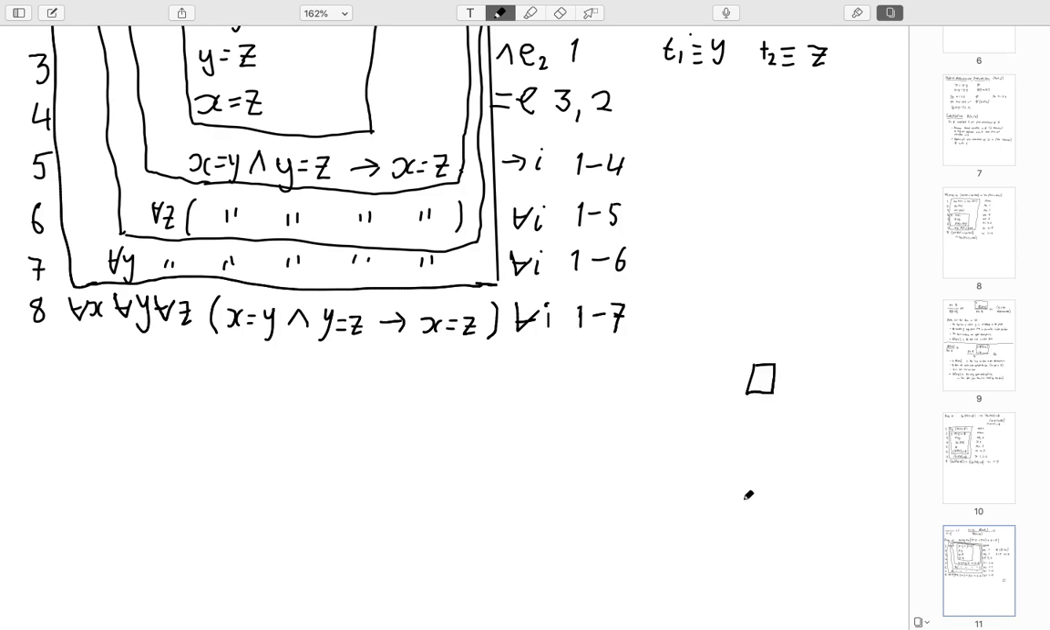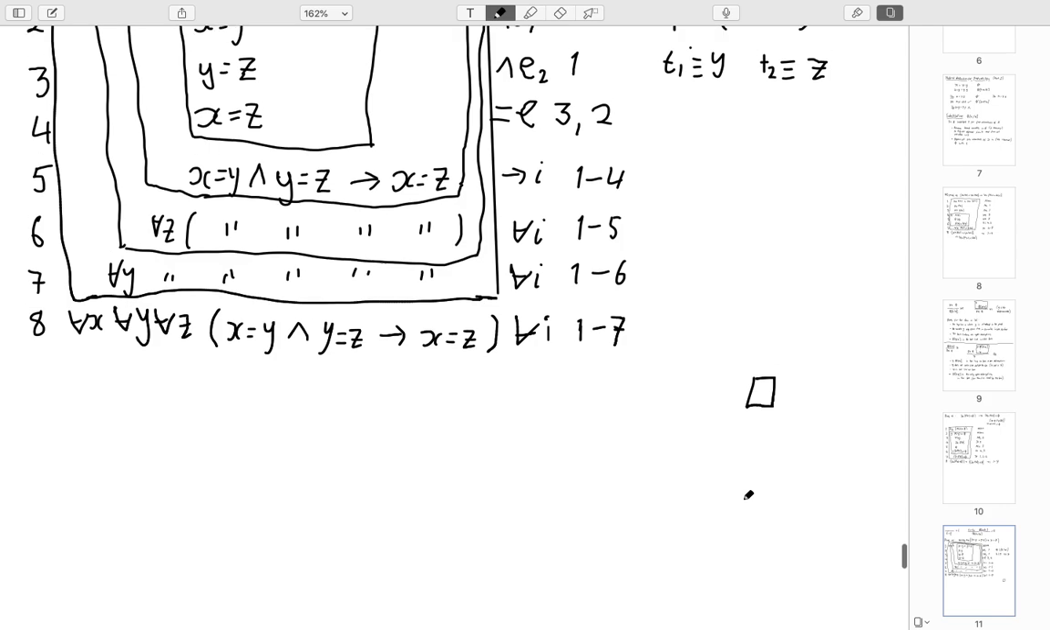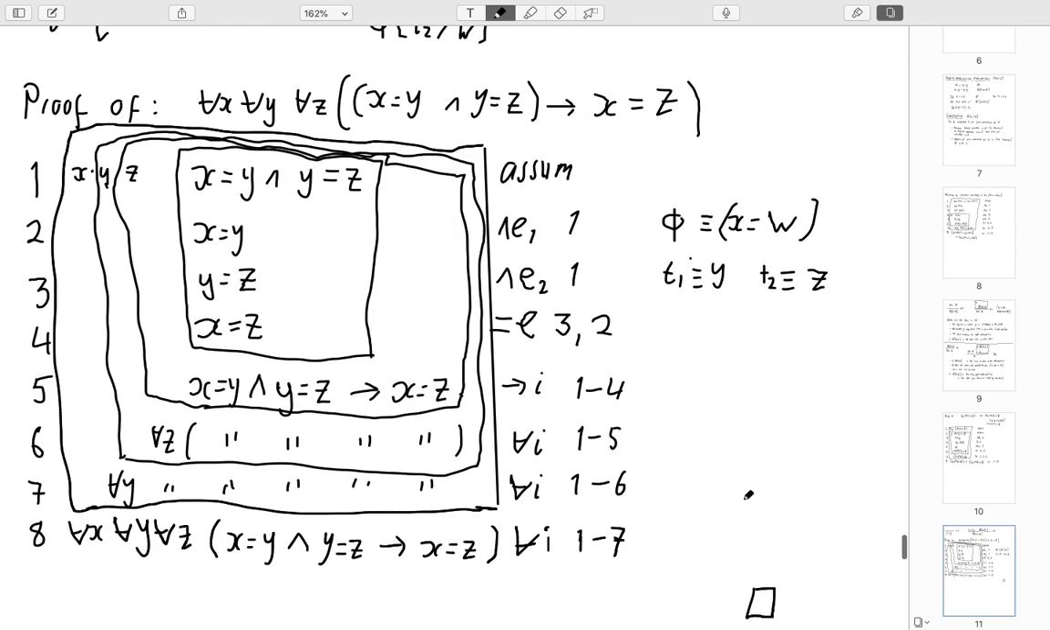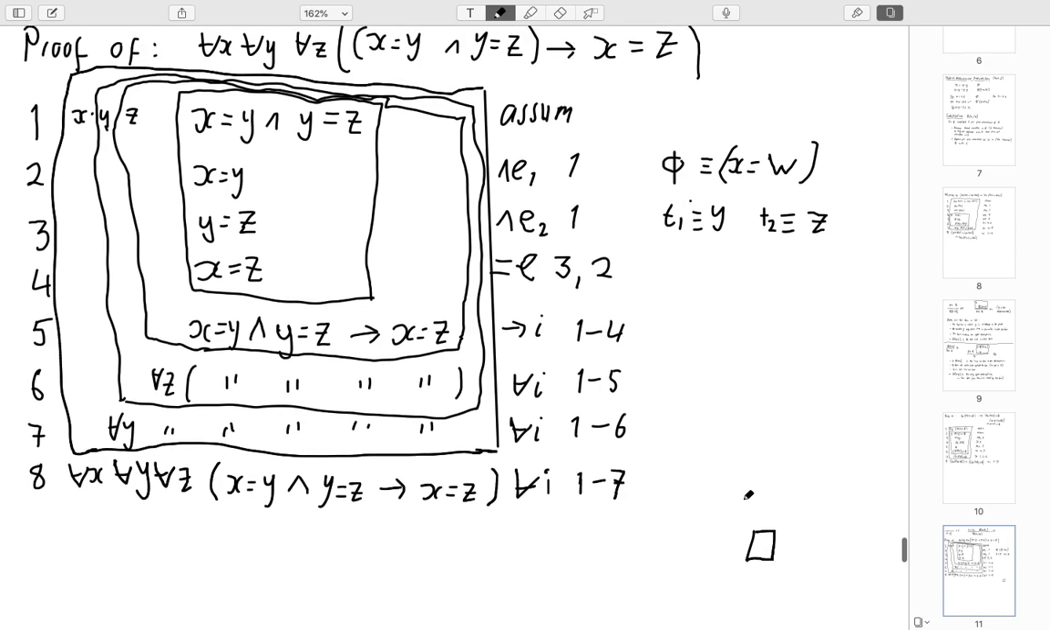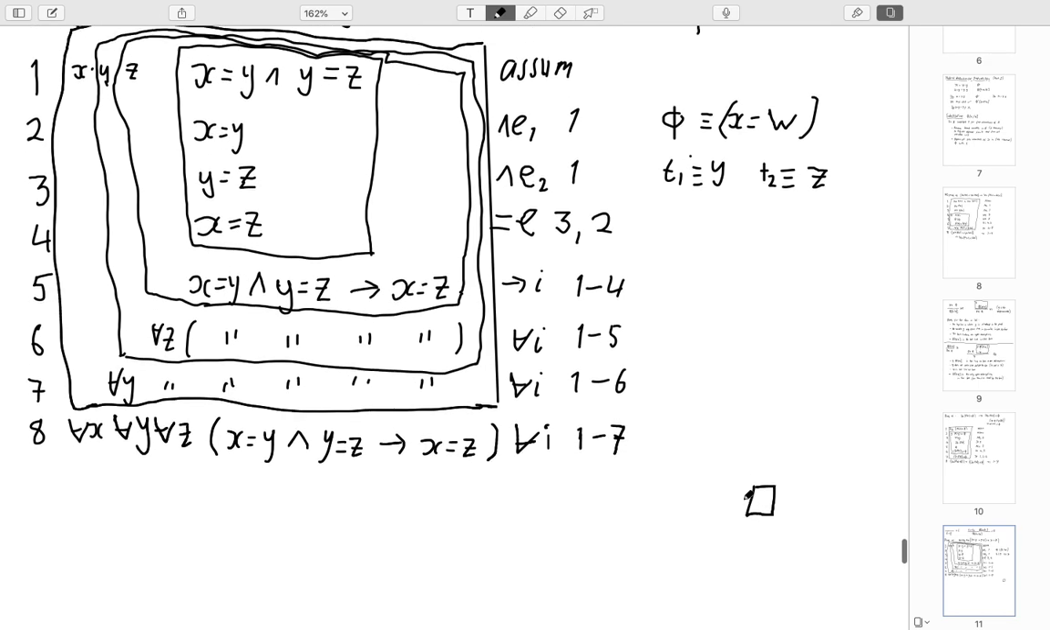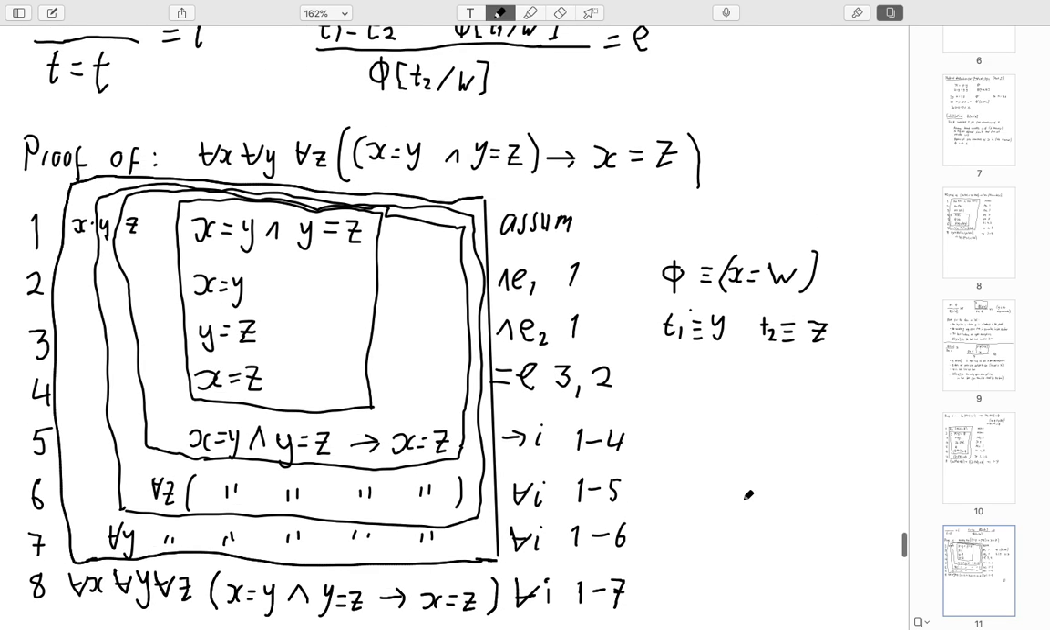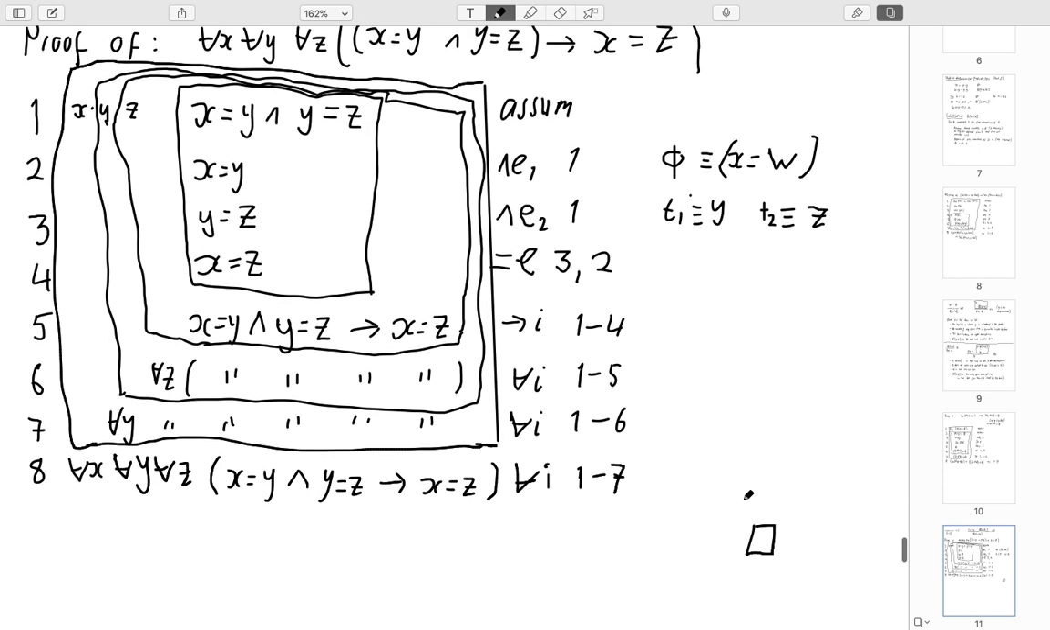Anyway, that's it for this week. You haven't had any exercises to do with natural deduction yet, so the next exercise class, not this week's one, but the next exercise class will involve exercises for natural deduction.